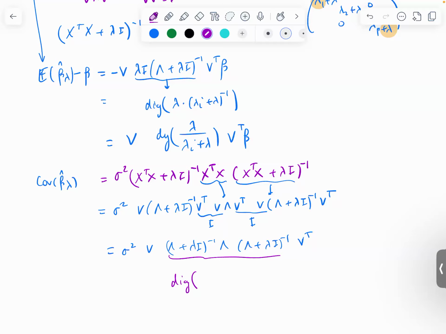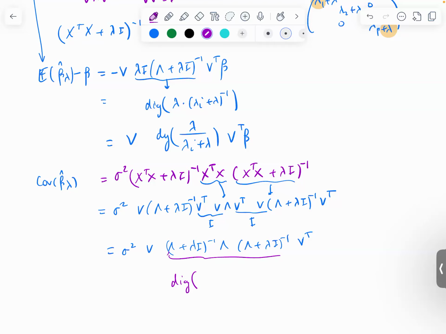Let's see if you can... just replace these with lambda_i, this with lambda, and see if you can read what it looks like. Anyone? Just three diagonal matrices, and then you just read off the diagonal elements. This is like lambda_i plus lambda inverse. This is lambda_i, and then lambda_i plus lambda.